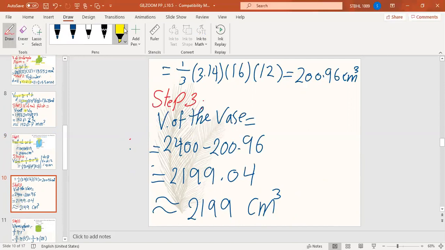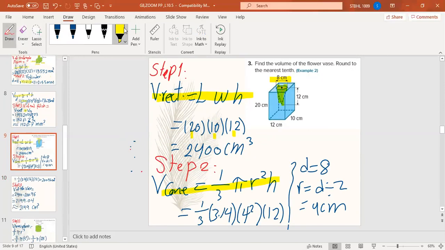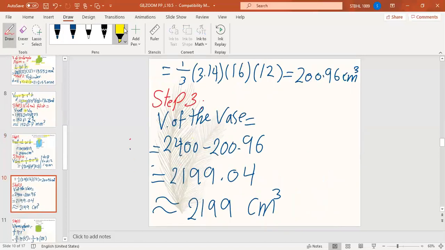And let's go to step 3, which is volume of the flower vase. Volume of the flower vase here represents the difference between the volume of the rectangular prism and the volume of the cone, which is subtraction. So volume of the vase equals volume of the rectangular prism, which is 2,400, minus volume of the cone, 200.96, equals 2,199.04, and we need to round to the nearest tenth.